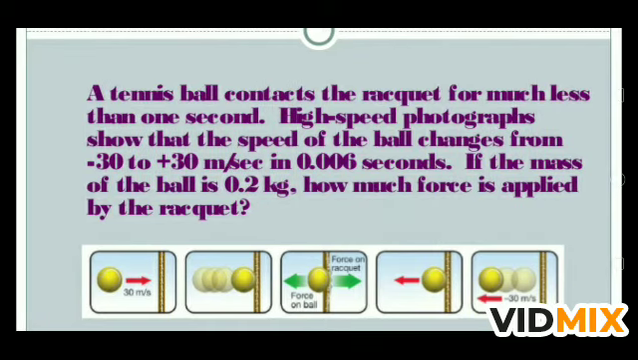So here the change in speed is given, time is given, so you have to first find the acceleration. Acceleration is final velocity minus initial velocity upon time, means (v minus u)/t. So first you find acceleration, then you find force by multiplying the mass of the ball, 0.2 kilogram, with acceleration. So you have to do it on your own. Solve this question and find the answer.